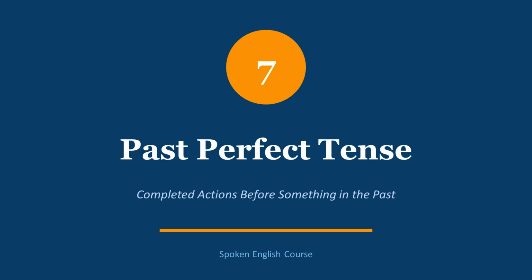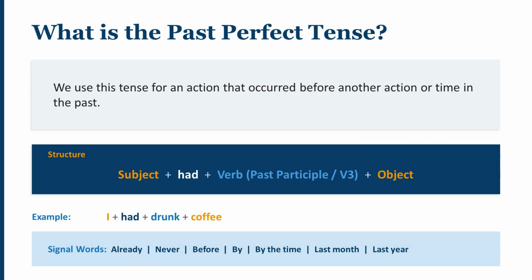The past perfect tense is used to talk about actions that were completed before another action or time in the past. This is a very important tense that will help you express the order of events clearly. So let us begin. So what exactly is the past perfect tense? We use this tense when we want to talk about an action that was completed before another action or before a specific time in the past.